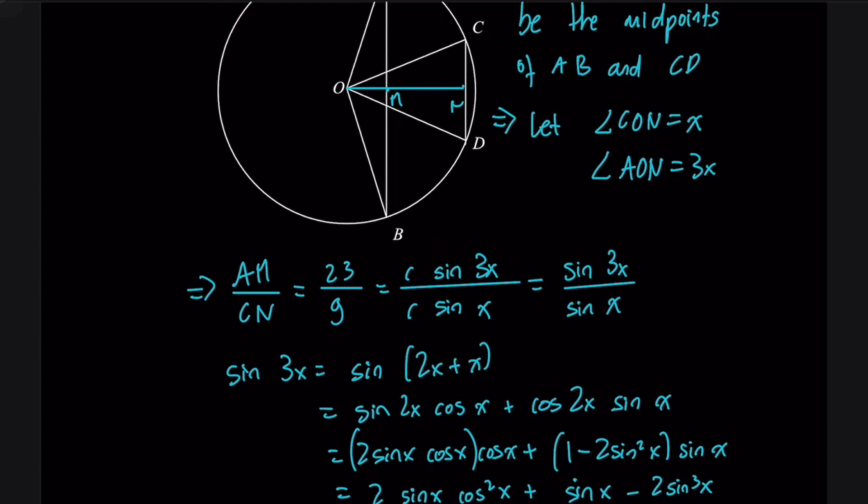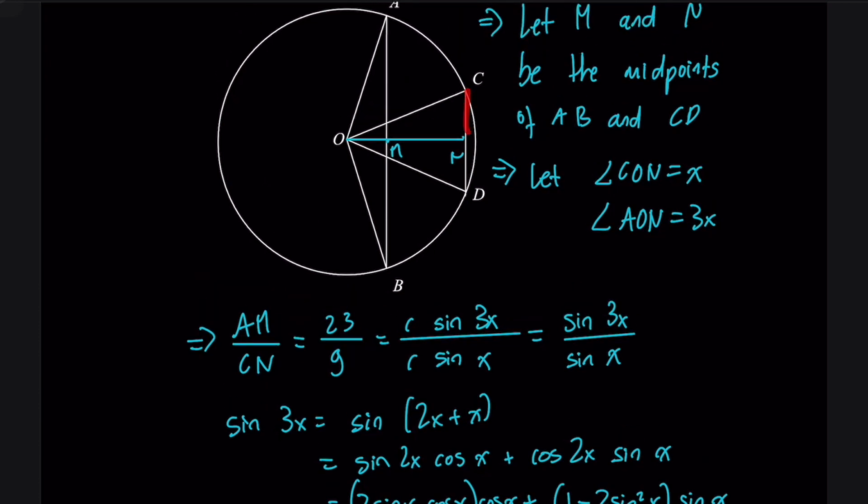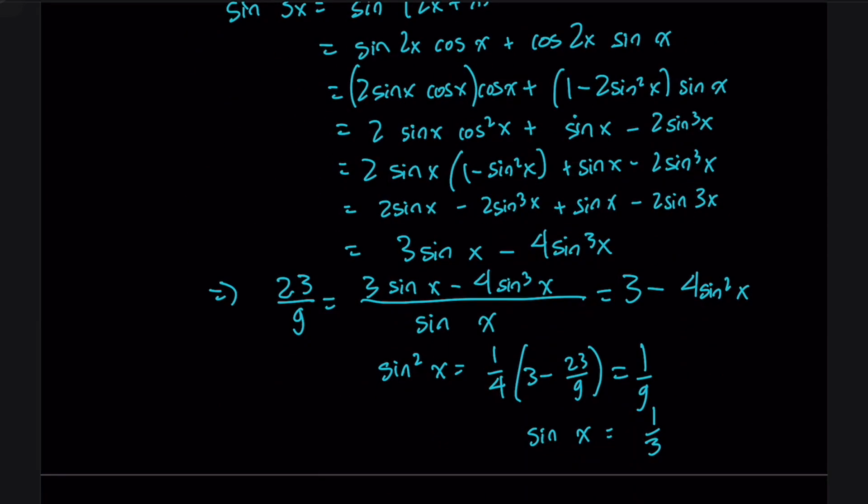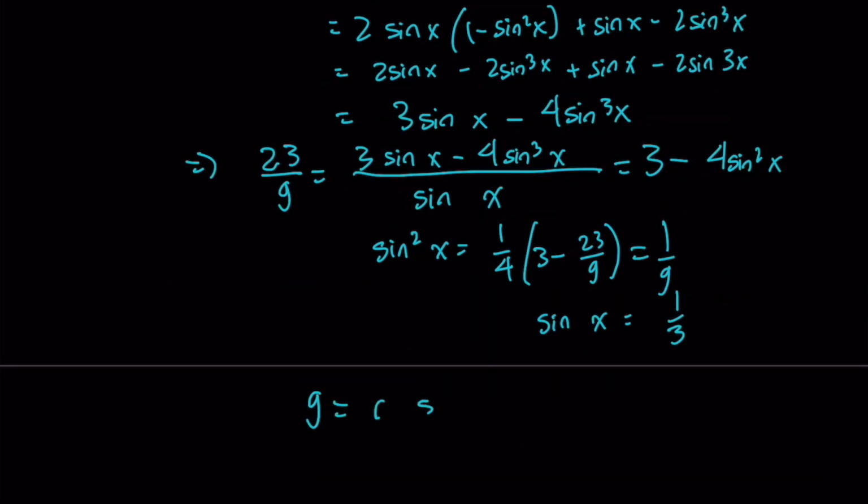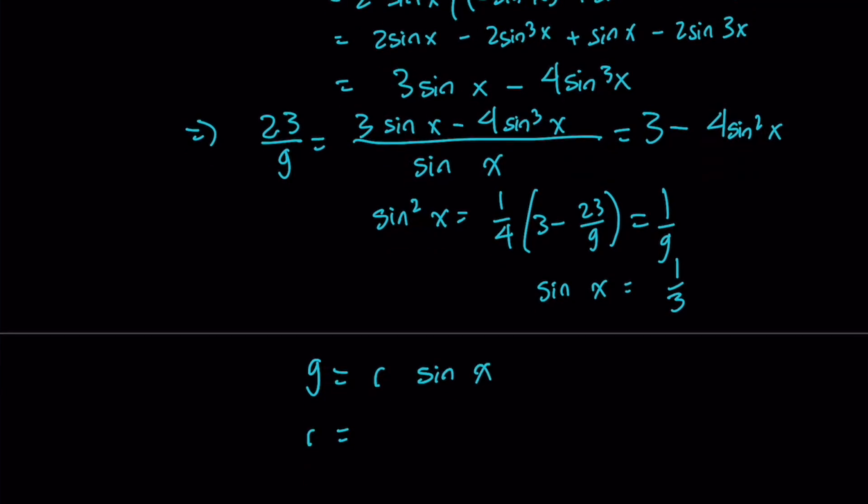So if you see now, CN is R sine x, 9 is R sine x, so you can write that down. 9 is equal to R sine x. So you know that R is 9 divided by sine x, which you know sine x is 1 over 3. So it's 9 over 1 over 3 equals 27 cm. So we know that R is 27 cm.